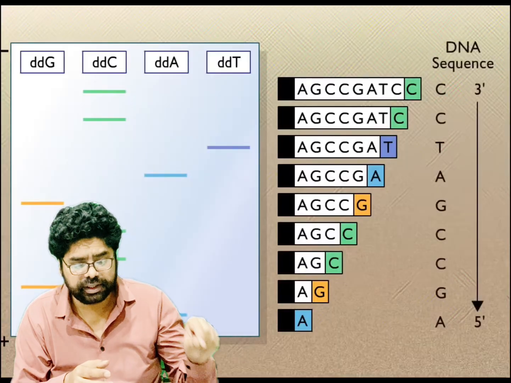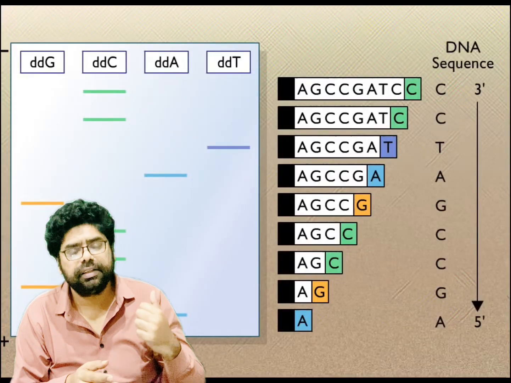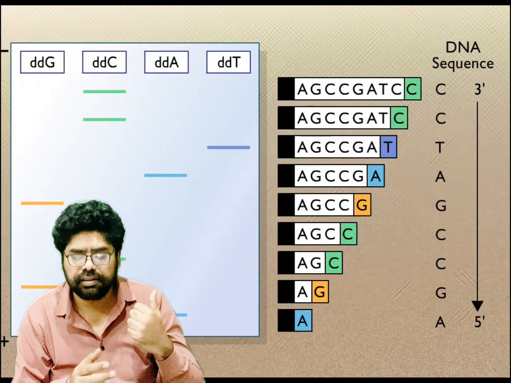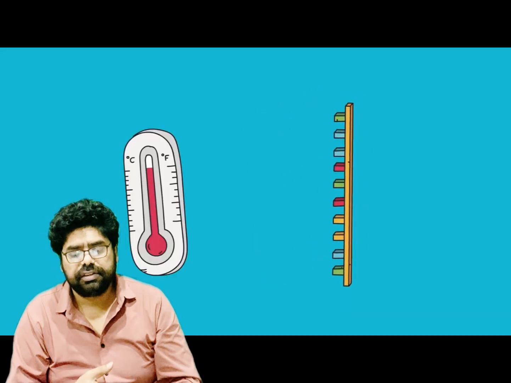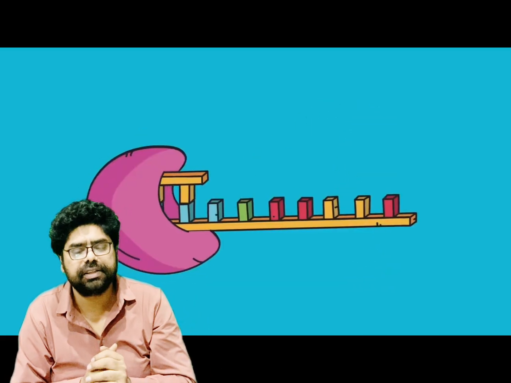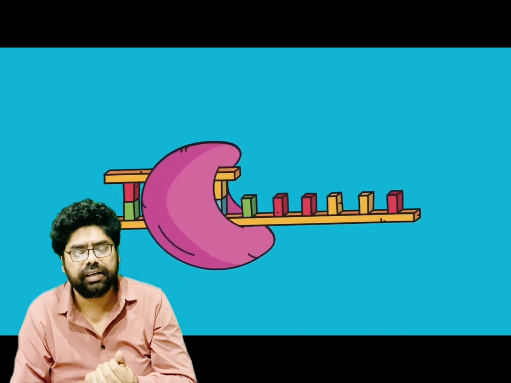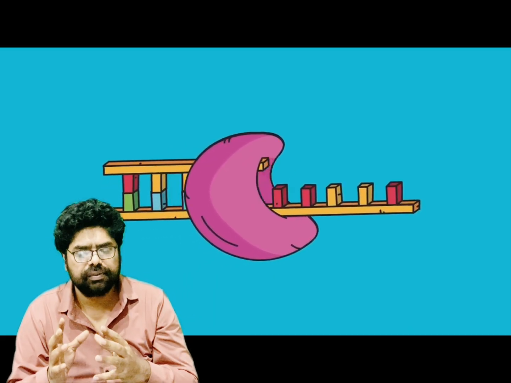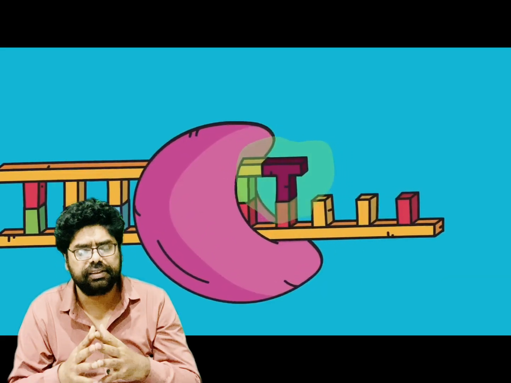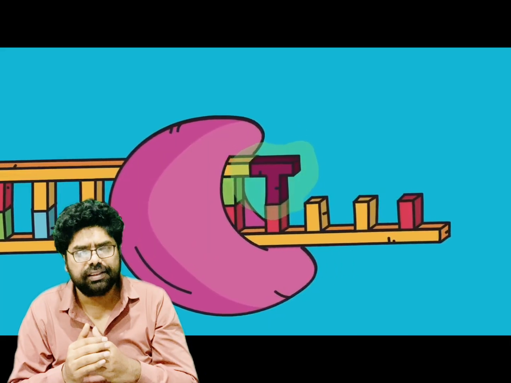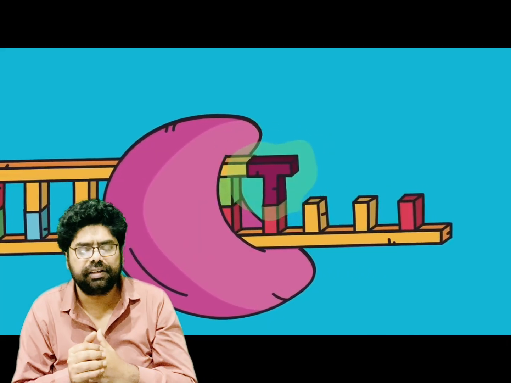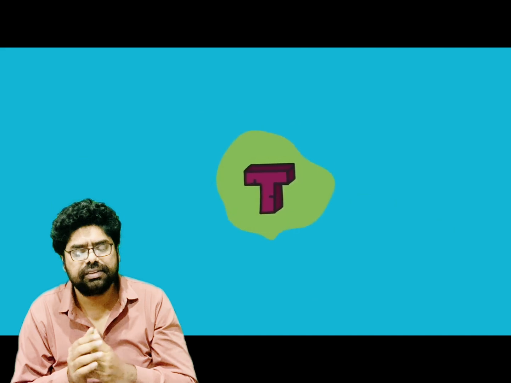And there is the presence of ddGTP, ddCTP, ddATP, and ddTTP. Now, the mixture of the DNA is first heated to 96 degrees Celsius so that the DNA strands separate. Then the temperature is lowered to about 50 degrees Celsius so that the short primer can bind to the template. The temperature is raised to 60 to 65 degrees Celsius, enabling the enzyme DNA polymerase to bind the short sections of double-stranded DNA and synthesize new DNA.